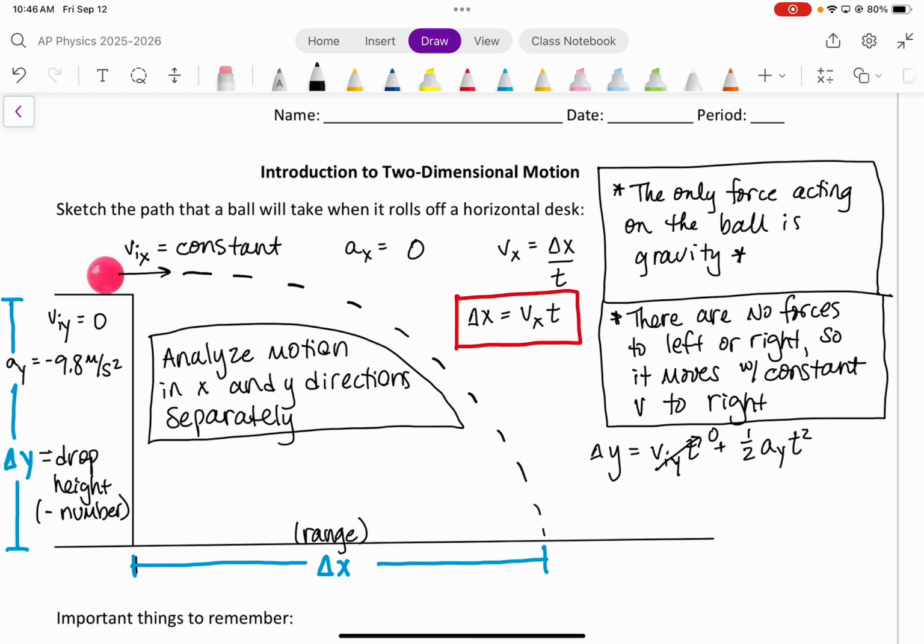So I'm going to rearrange what's left. Delta y equals 1/2 a in the y direction times t squared, and I'm going to come up with t equals the square root of 2 times delta y over a. And this right here is going to be the second big equation that we're going to use. Oops, that should have been a fraction there.